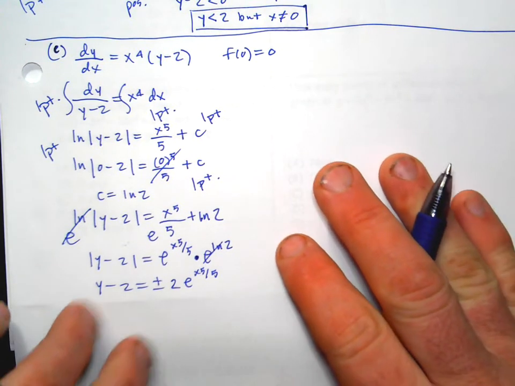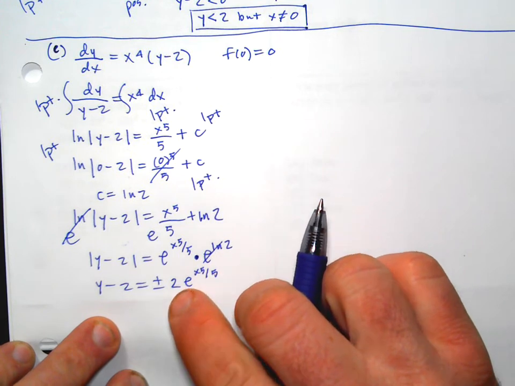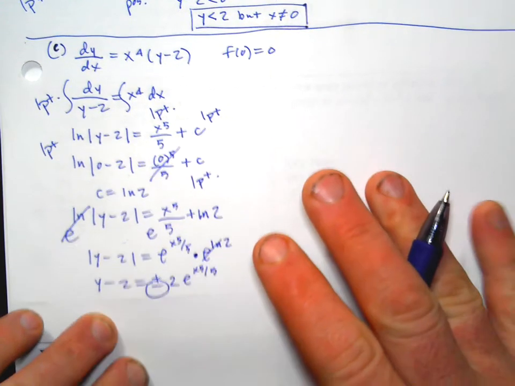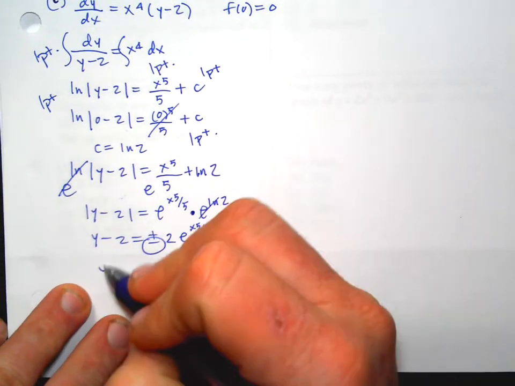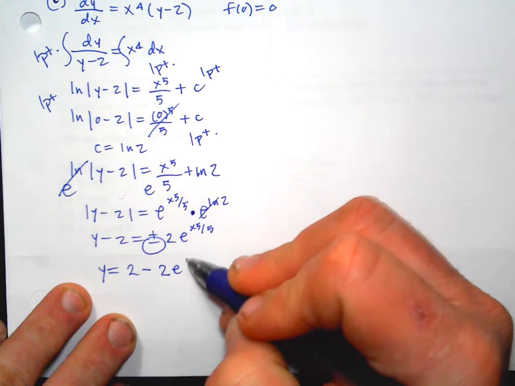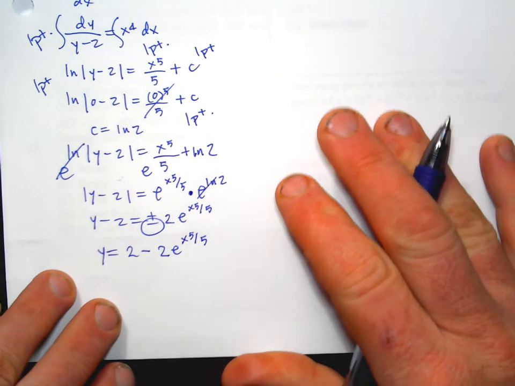That's 2. Now plug in the initial condition. If you plug 0 in, you get e to the zero is 1, 2. Plug 0 over here, it's negative. We actually want the negative this time. And then we finish solving, and we add 2 to both sides. And this is our solution. Now, of course, we need to figure out the domain.